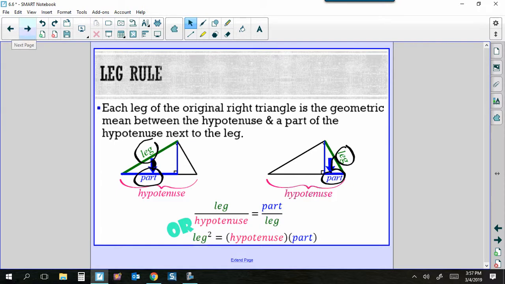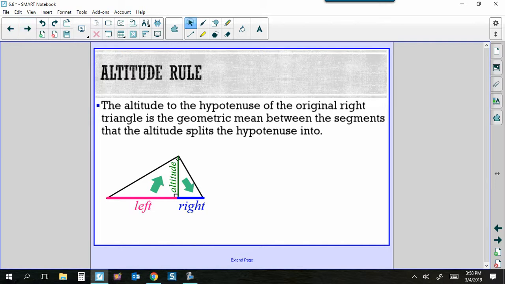The altitude rule is going to be very similar to the leg rule. It's going to be obvious, I think, which one you're going to use. We'll either give you the leg here, the leg here. If we don't give you either of those legs, you're probably going to use the altitude rule. The altitude rule states that the altitude to the hypotenuse of the original right triangle, the one that you constructed earlier in the lesson, is going to be the geometric mean between the segments the altitude splits the hypotenuse into.